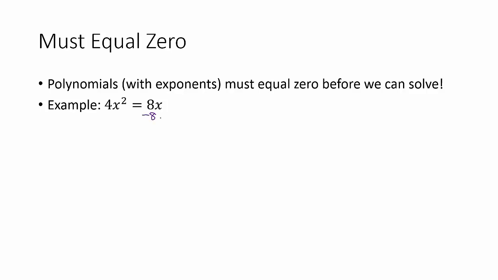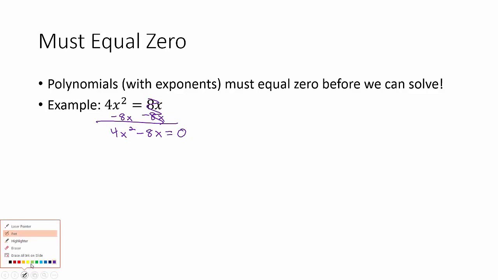Well, we can make it equal to 0 by subtracting everything out of the right side. Subtract 8x, and now we have 4x squared minus 8x equals 0. And now I can solve this problem. To use the zero product rule, we need factors, so we'll factor out the GCF of 4x. When we do, we're left with an x minus 8 divided by 4 is 2. Equals 0.